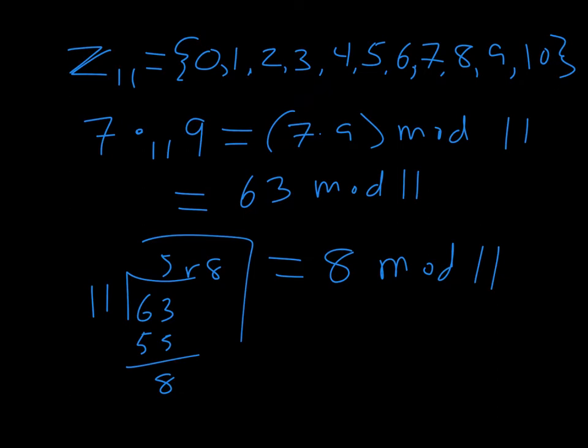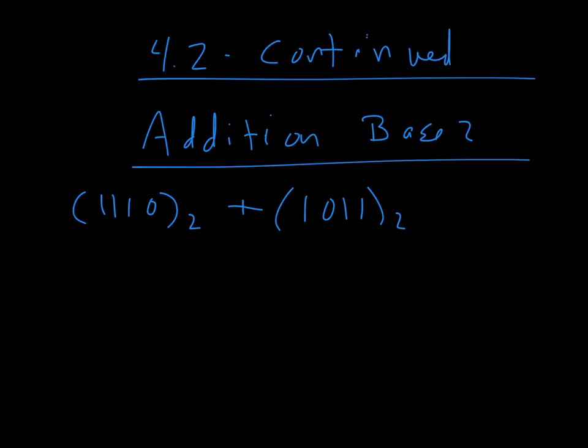Okay, now I want to cover a couple topics from 4.2 that I didn't get to in class. The first one is adding numbers base 2. This is actually pretty neat. It's like adding decimal numbers, except when you carry, you have to remember that you're carrying base 2. So let's see how that would work. I want to add 1110 plus 1011. And I'm adding base 2.